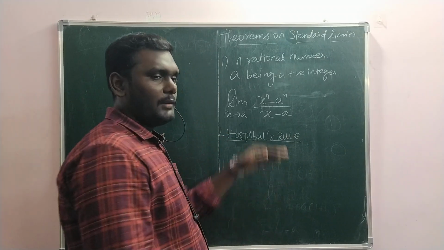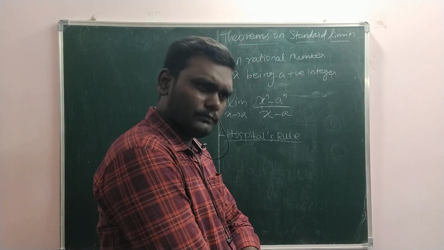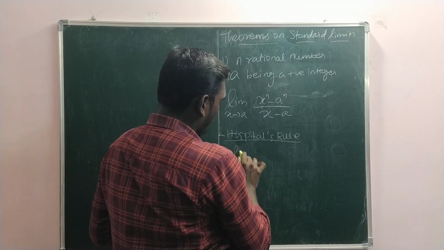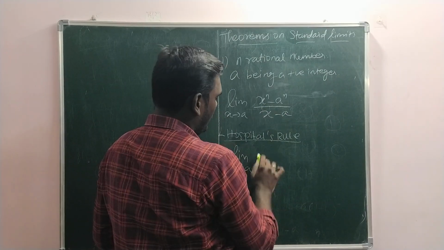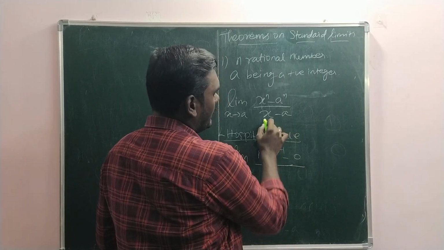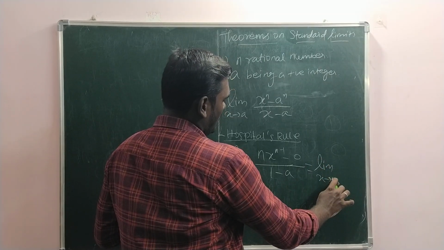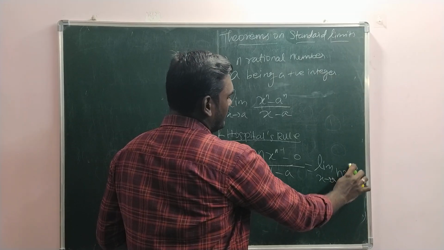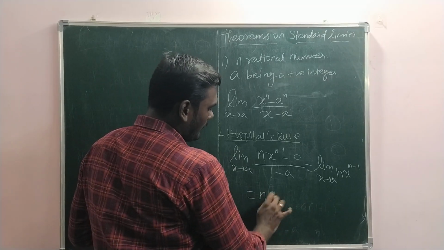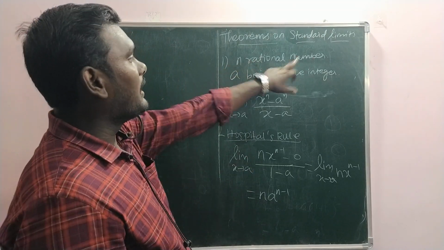That means we should differentiate both the numerator and denominator at the same time. We came across differentiation, right? Now differentiate the numerator. The derivative of the numerator is n x^(n-1), minus 0, and the denominator's derivative is 1. So we get limit x tends to a, n x^(n-1). Now applying x as a, we get n a^(n-1). So this is for n being a rational number.